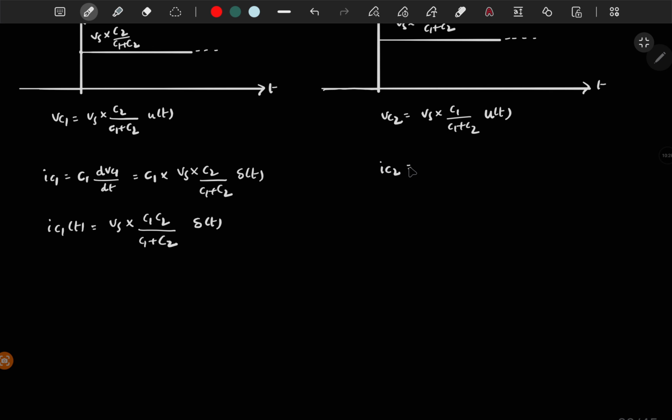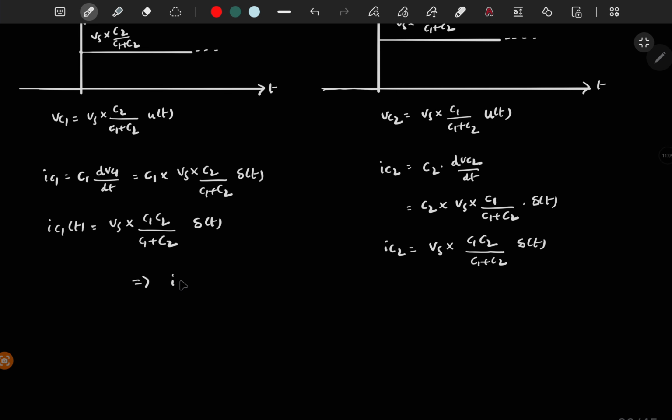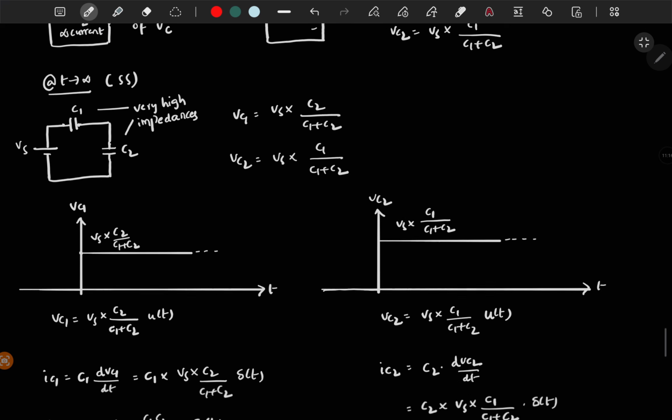And similarly, if you find IC2, you should get IC1 equal to IC2. Let's check that. IC2 is C2 times dVc2 by dt. So C2 times, if you differentiate this one, then this constant Vs into C1 by C1 plus C2 times del of t. So IC2 is Vs times C1 C2 by C1 plus C2 times del of t. So you can say IC1 is equal to IC2, which is what we expect from the circuit also, since both are in series.